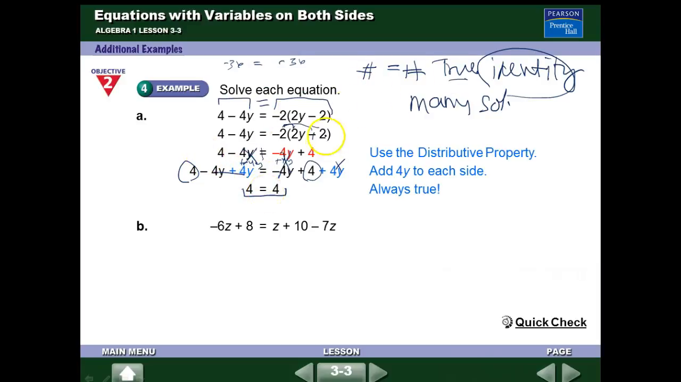So therefore, the hint for this is there are many solutions, it's an identity. Anytime you get a number equals a number, in other words, you lose that variable, then that's how you know that it's an identity with many solutions. This next example is something very similar, but we're going to find something else happens at the end.